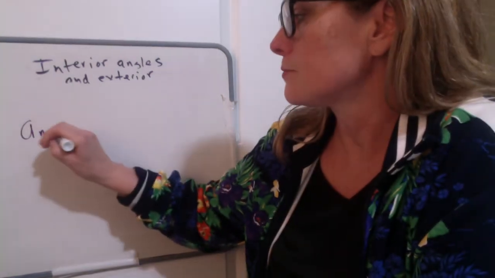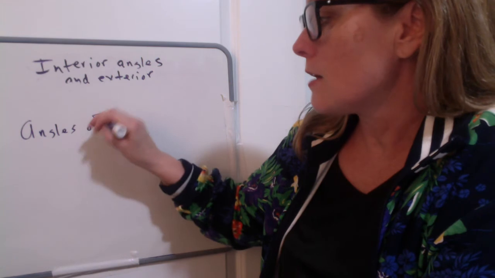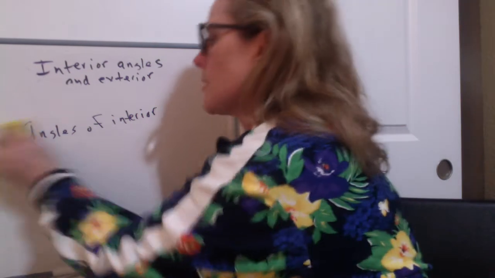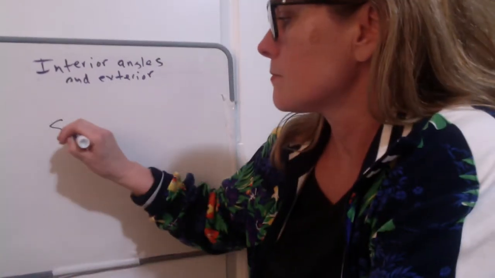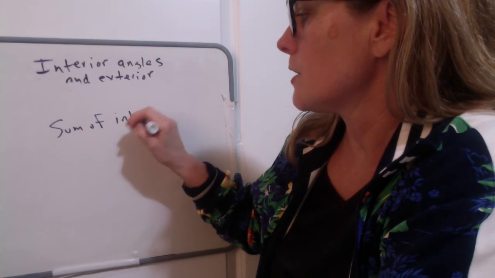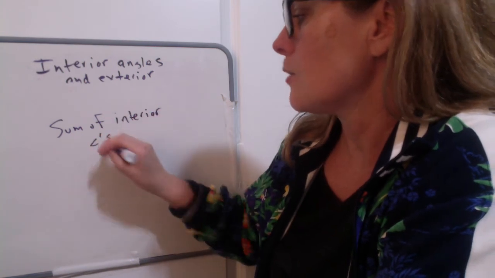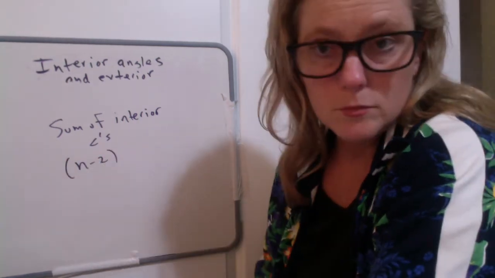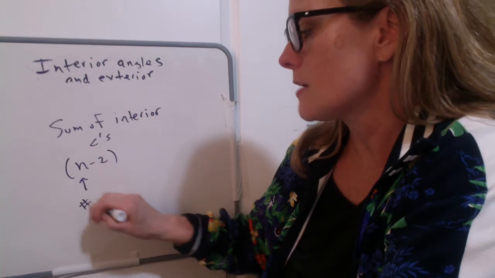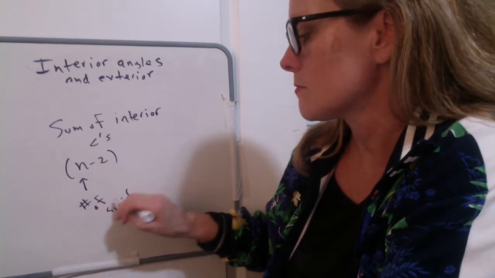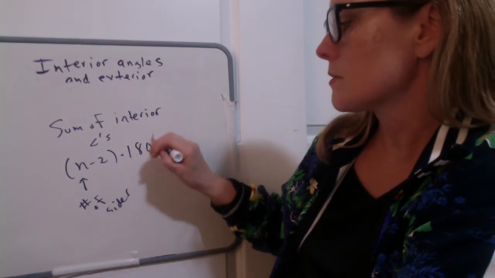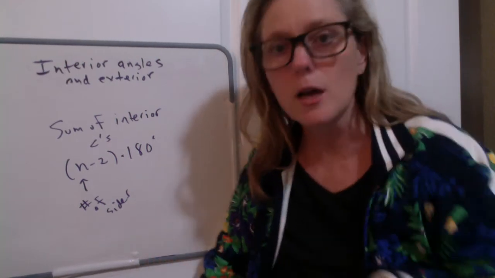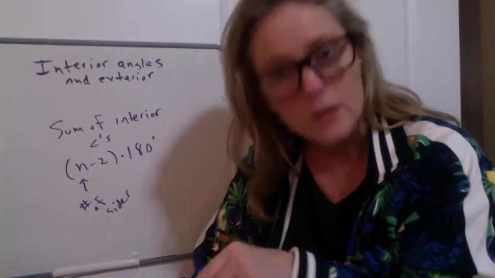So actually let me rewrite that a little bit better. I'm going to say that the sum of interior angles will always end up being n minus 2, with n being the number of sides, times 180 degrees. So I can use this to find the sum of any polygon. And again, it's not just one, it's the sum of all the interior angles.